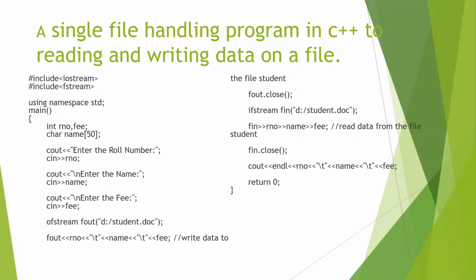Sample program. So what is the program about? It is a simple file program in C++ for reading and writing data. We are going to read the data and write data on the file. So we are declaring the register number and the name as a character array. We are taking roll number, name and fees. Using cout, we print enter the roll number, name and fees, and by cin we take the input data: register number, name, fees.